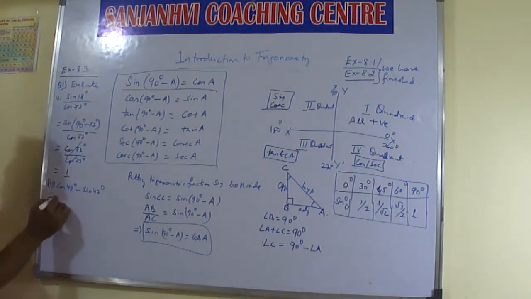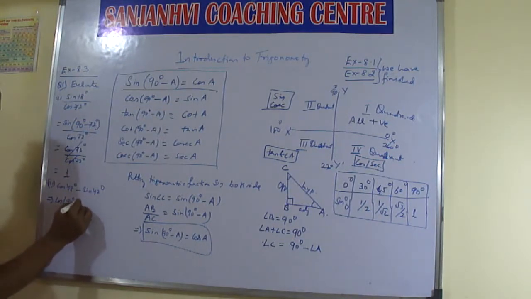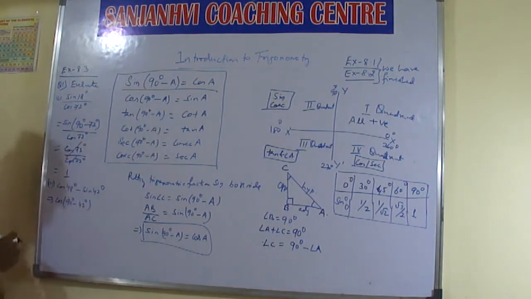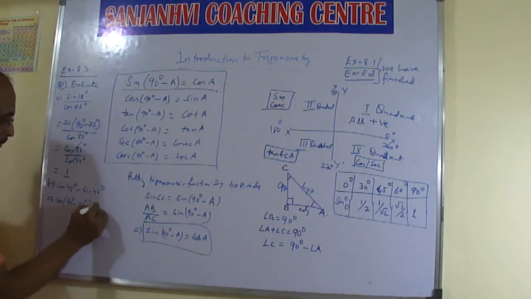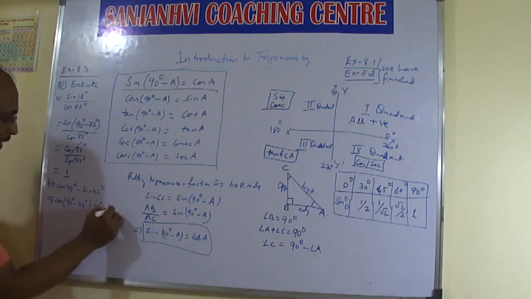Cos 48 degree minus sin 42 degree. Here, cos 48 degree minus sin 42 degree. Suppose we write cos of 90 minus 42 degree. So 90 minus 42 will give you what? 10 minus 2 is 8, and 8 minus 4 is 4, so 48 degree. So 90 minus 42 we can write very well, minus sin 42 degree.